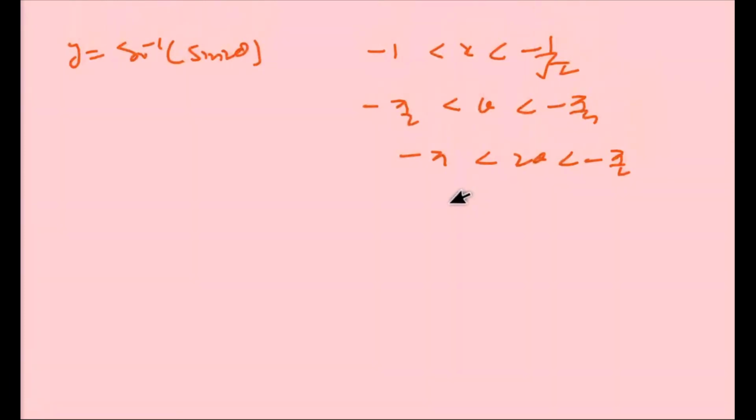Now if we take here, adding pi here, we get 0 less than pi plus 2 theta less than, adding pi here we get plus pi by 2. So from 0 to pi by 2 we are getting here 0 less than pi plus 2 theta less than pi by 2.